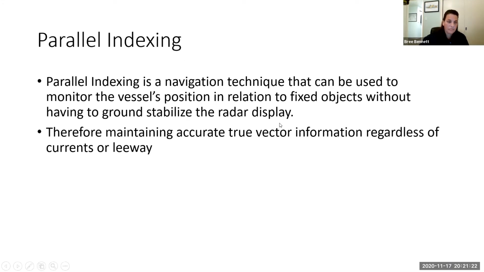Okay. Now we're going to talk about parallel indexing. This is super important when it comes to navigating in coastal waters. So it helps. I guess I'm going to show it to you and then describe it.